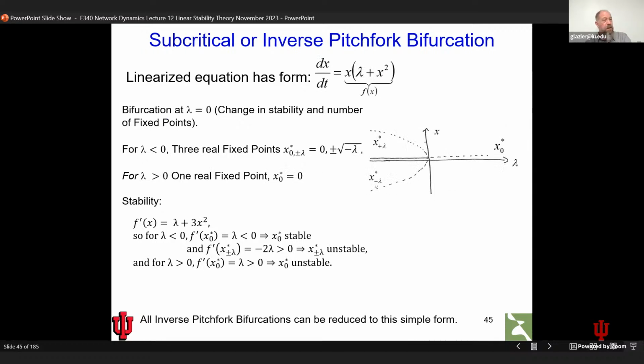The last one is simply reversing the sign of what we just did. In this case, we have 2 unstable fixed points at plus minus square root of minus lambda, and we have a stable fixed point at 0. These collide and leave us with an unstable fixed point at 0 on the right. This inverse pitchfork bifurcation doesn't look really that exciting.